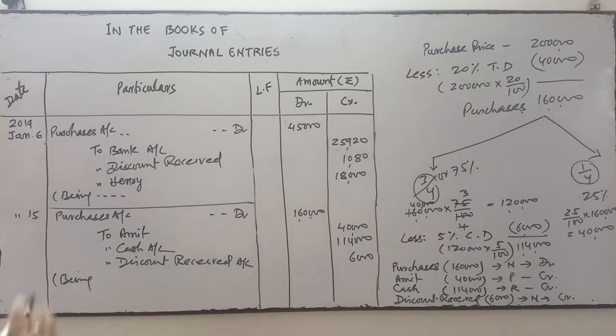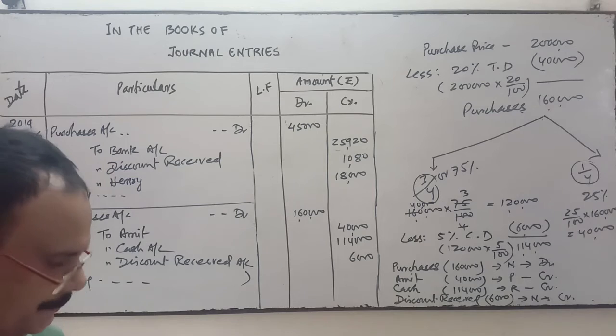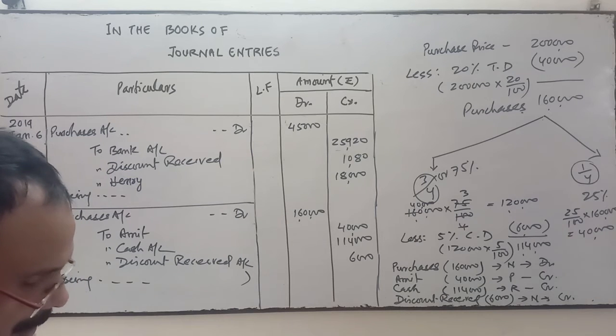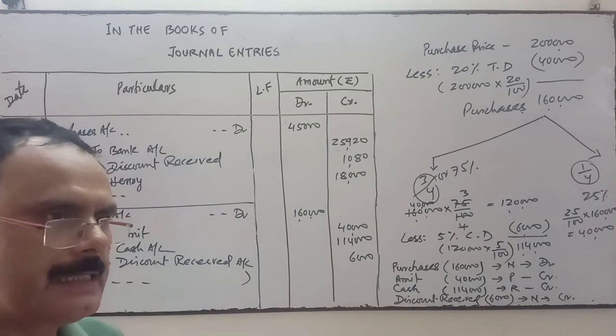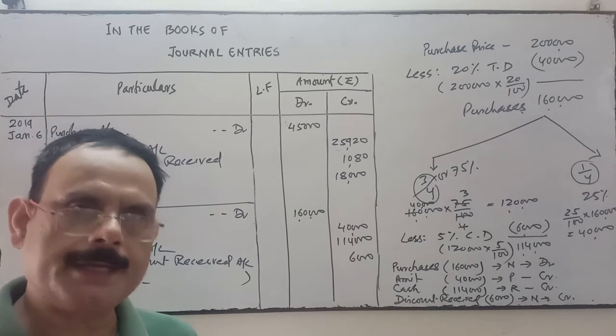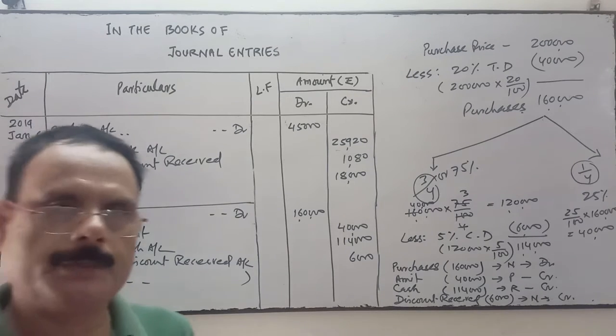Narration will be very simple. Being, you write the narration over here: being goods purchased at 20% trade discount and 5% cash discount and 75% payment made immediately. This will be the narration.